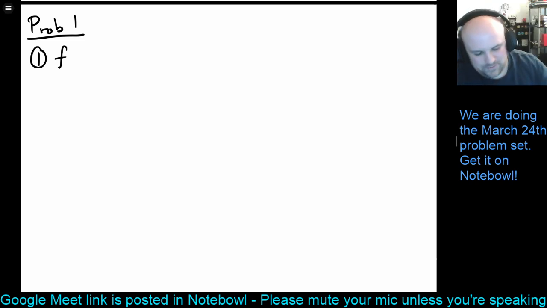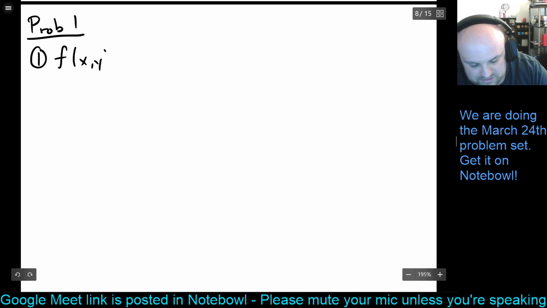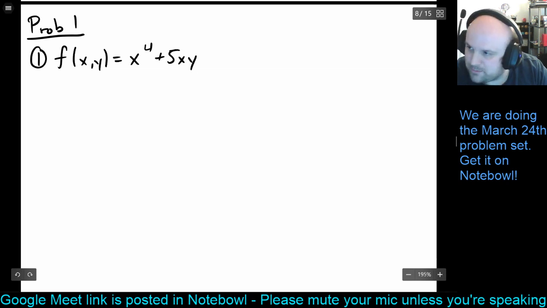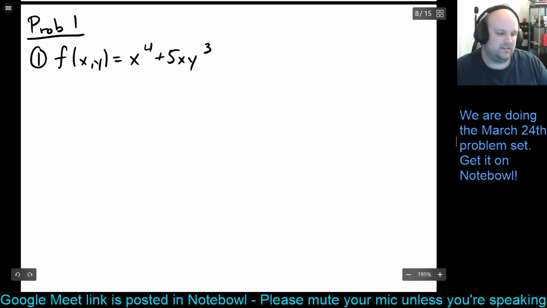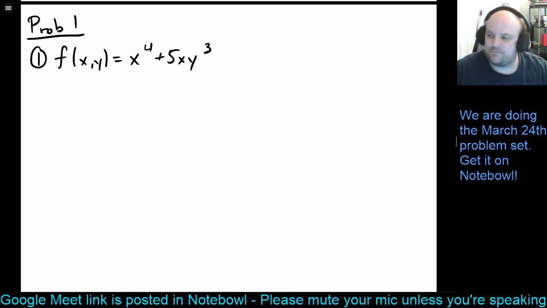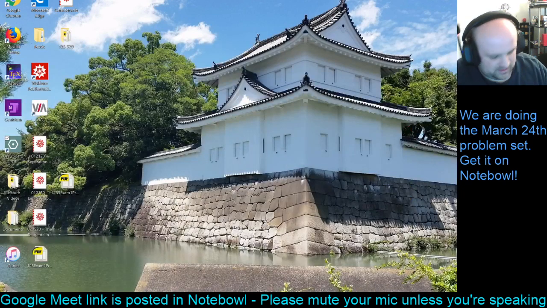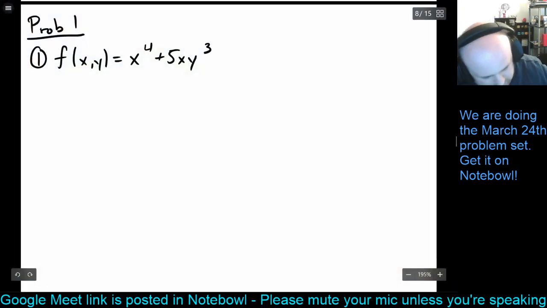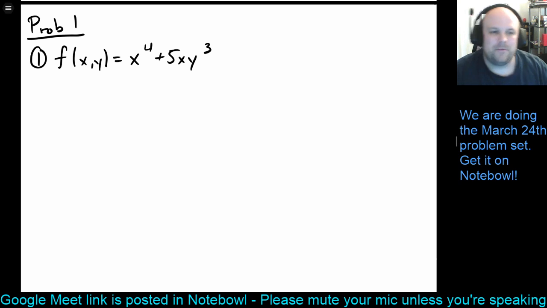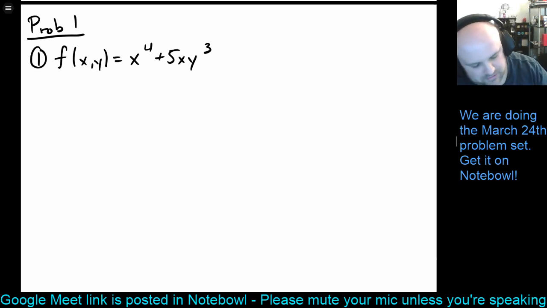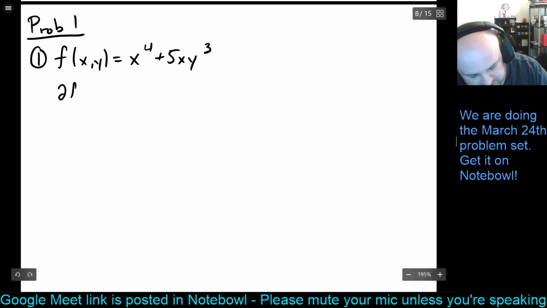So let's go ahead and get back to our problem here. What were we doing? We're trying to find the first partial derivatives of this function, x to the 4th plus 5xy cubed. So partial derivatives here, we're just taking the derivative, pretending one variable is a constant and the other is the variable. So df dx, we're going to differentiate this.